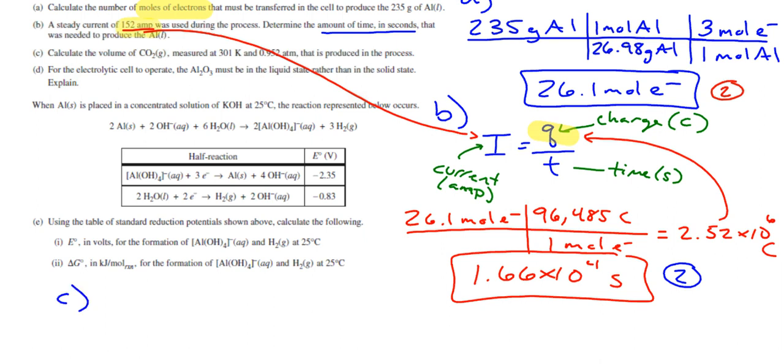Okay, letter C. Calculate the volume of CO2 measured at 301 Kelvin, 0.952 ATM that is produced in this process. What's your gut telling you? PV equals nRT. Don't ever run away from PV equals nRT. They're going to have you do a PV equals nRT somewhere because it's such an important and awesome equation. So here's the thing. I want the volume. Highlight it, underline it, whatever.